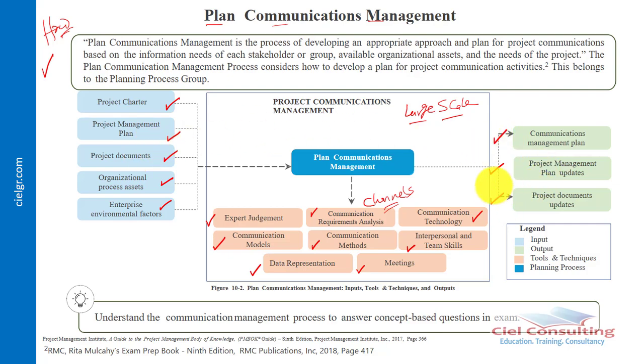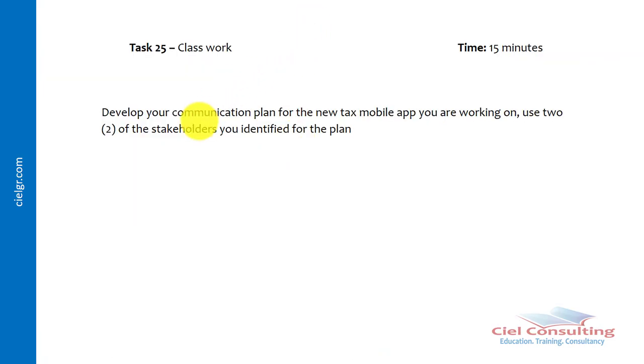And then also other documents may be updated by virtue of the plan communications process, because we may notice that we need specific communication technology to adopt. Say for example, an ERP system that will enable us to effectively communicate within our team. And if that's the case, we now need to go back and update specific project documents in order to capture this new requirement.